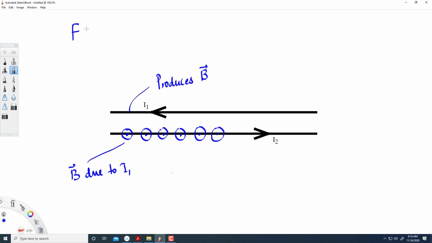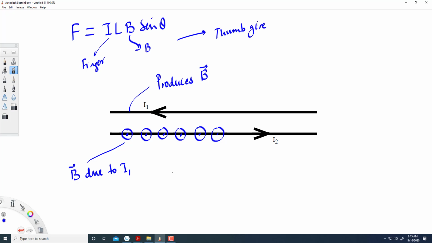So F is I L B sine theta. So the direction of this force is given by using the right hand rule again. This is different kind of right hand rule. So point your fingers towards I and then curl towards B, and the thumb will give you the direction of force. Okay, so let's look at that.